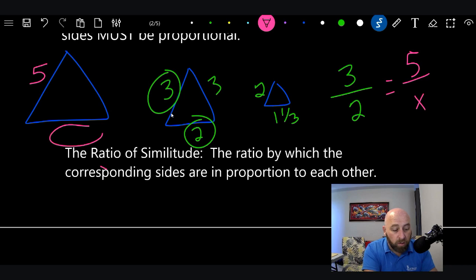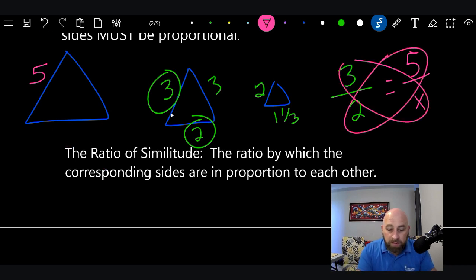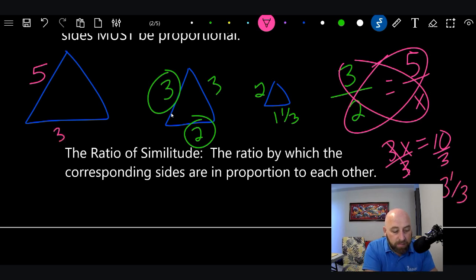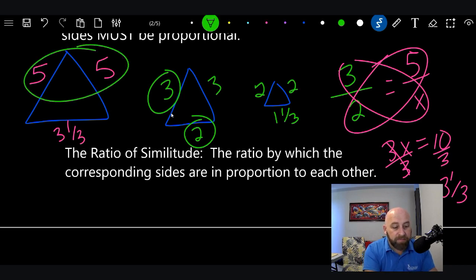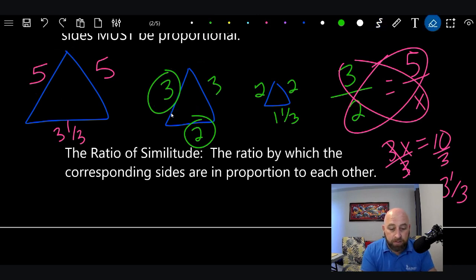So we need to know what this side needs to be. We would do the same thing. So now we would say that 3x equals 10, divided by 3, x equals 3 1/3. So this one has to be 3 1/3 in order to be a similar triangle. So these are all similar triangles. This one has to be 5 and 5 because it's got to match this, because this is another ratio of similitude right here.